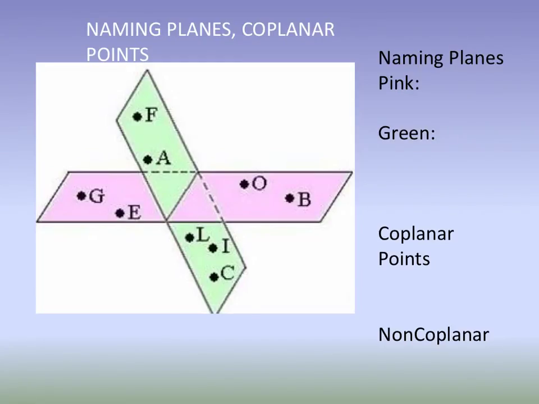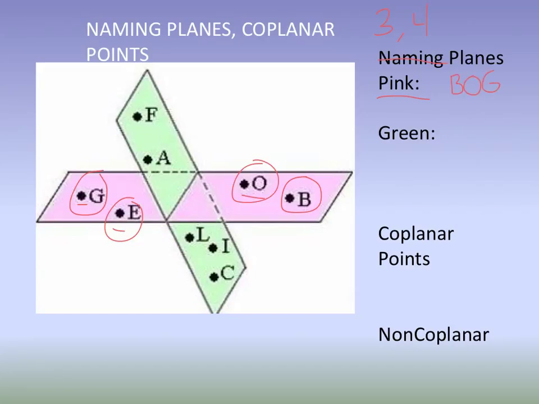Any three non-collinear points make a plane. So G, E, and O are all non-collinear points, and they lie on the pink plane. To name a plane, you need to have 3 or 4 points. So if you look at the pink plane, you can choose B, O, E, and G. So I can name the plane BOG.